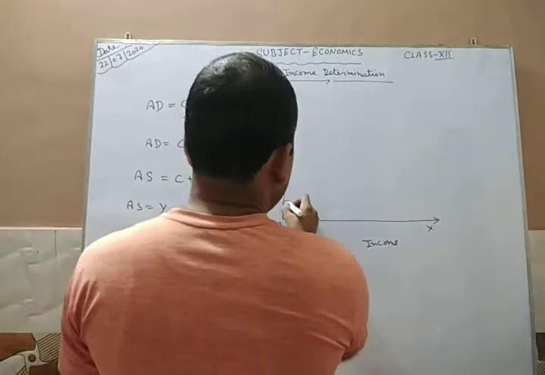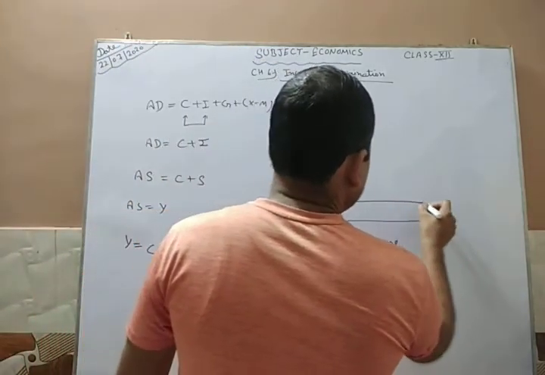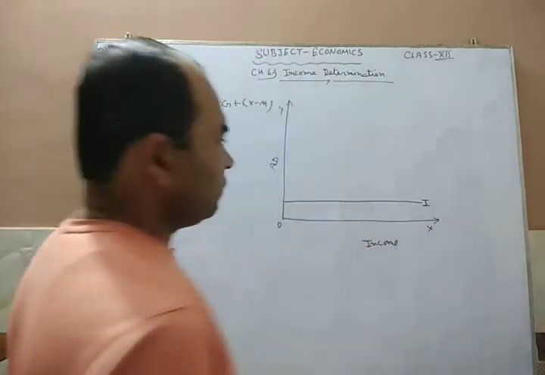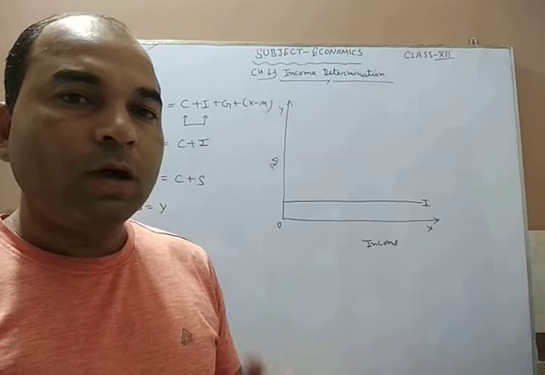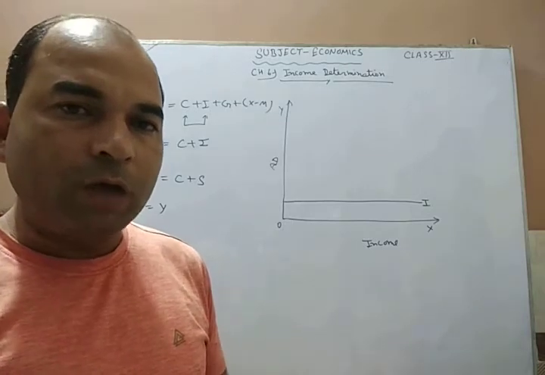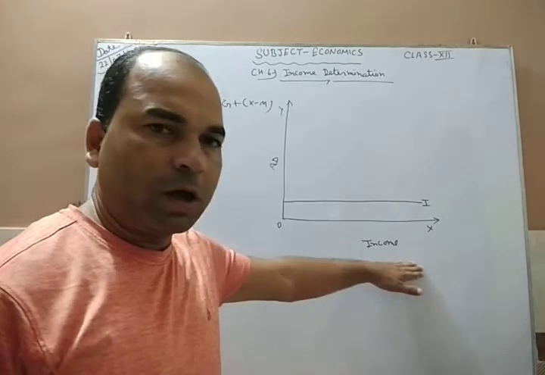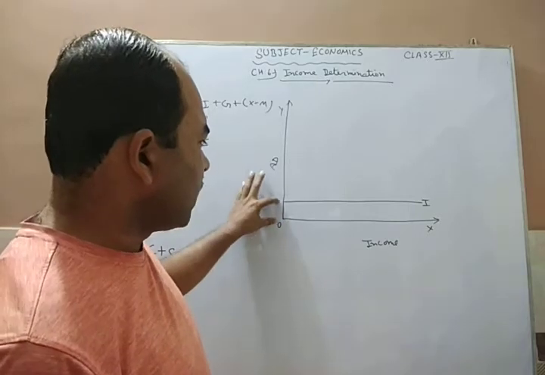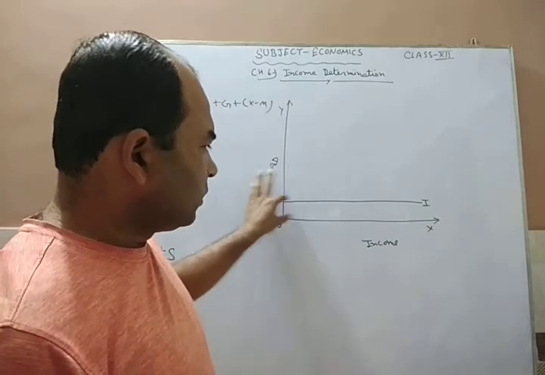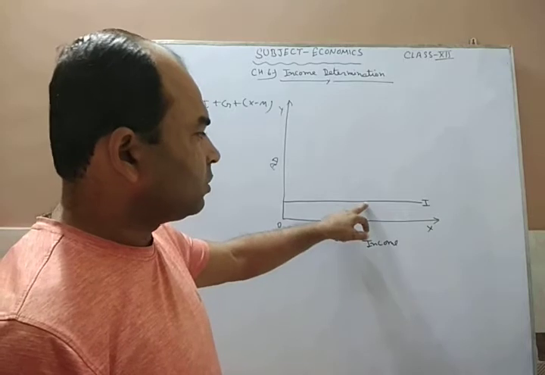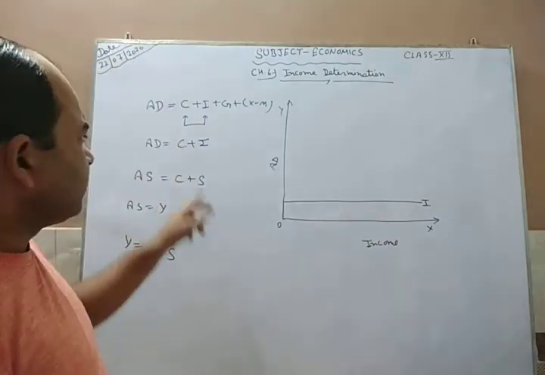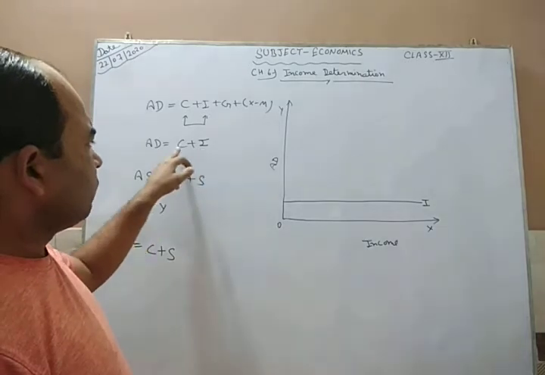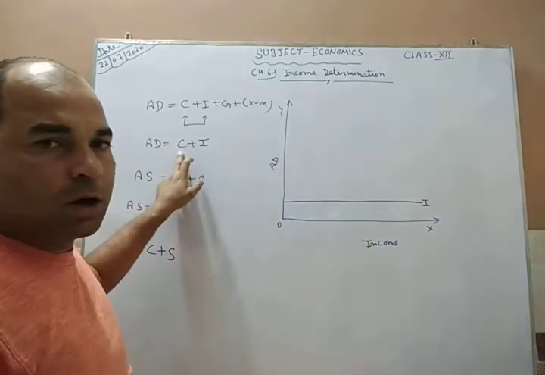So Keynes takes autonomous investment. This is the autonomous investment. Autonomous investment means investment which does not change with the level of income. Either income is zero, then it is this; or income is increasing, then it is also this. This is clear, students. After we make the investment curve, we draw the consumption curve.